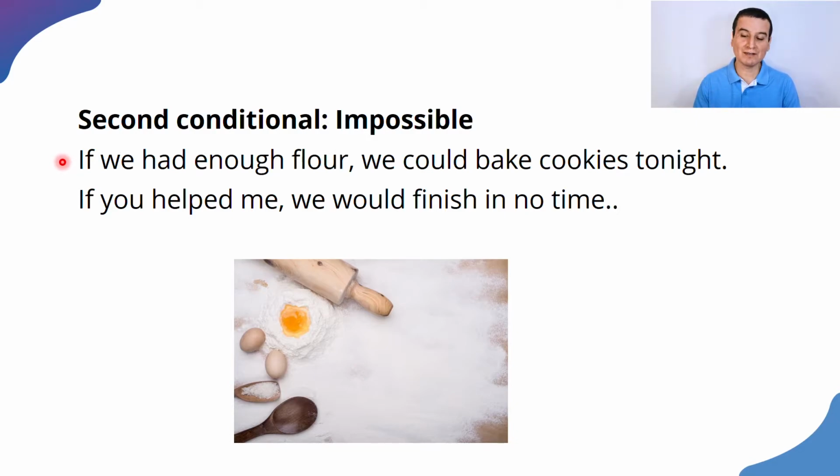I say quite, as a mitigator, to say that it is not completely impossible, but it is very unlikely that it may happen. Next, if you helped me, we would finish in no time. We use the past simple to express a quite impossible situation or condition to meet. All right, that is the second conditional. Past simple for the condition, and we use could or would for the hypothetical situation.